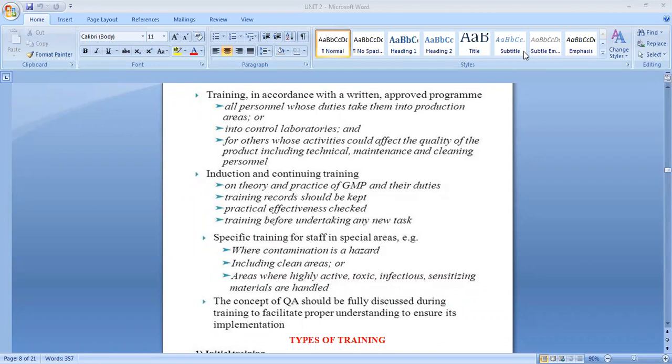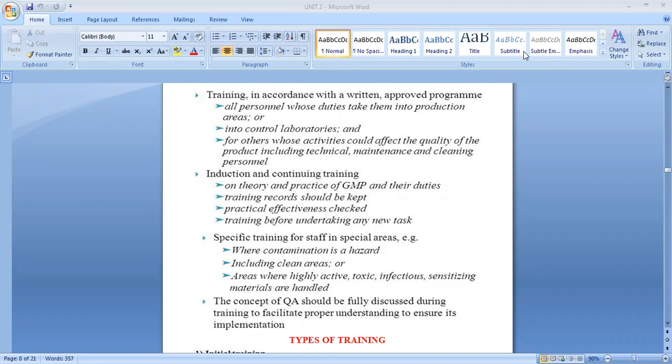Induction and continuing program, the theory and practice of GMP and their duties. Training records should be kept, practical and effectiveness checked, training before undertaking any new task. Specific training for staff in special areas, for example, decontamination is allowed, including clean areas, areas where highly active, toxic, infectious, sensitizing materials are handled.